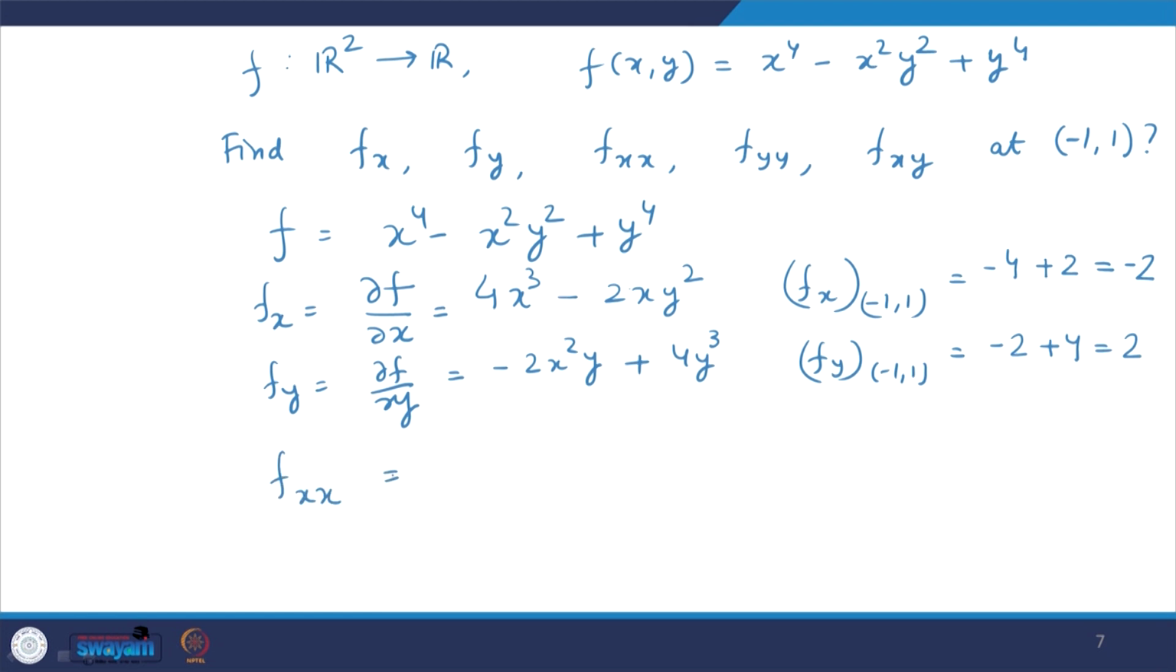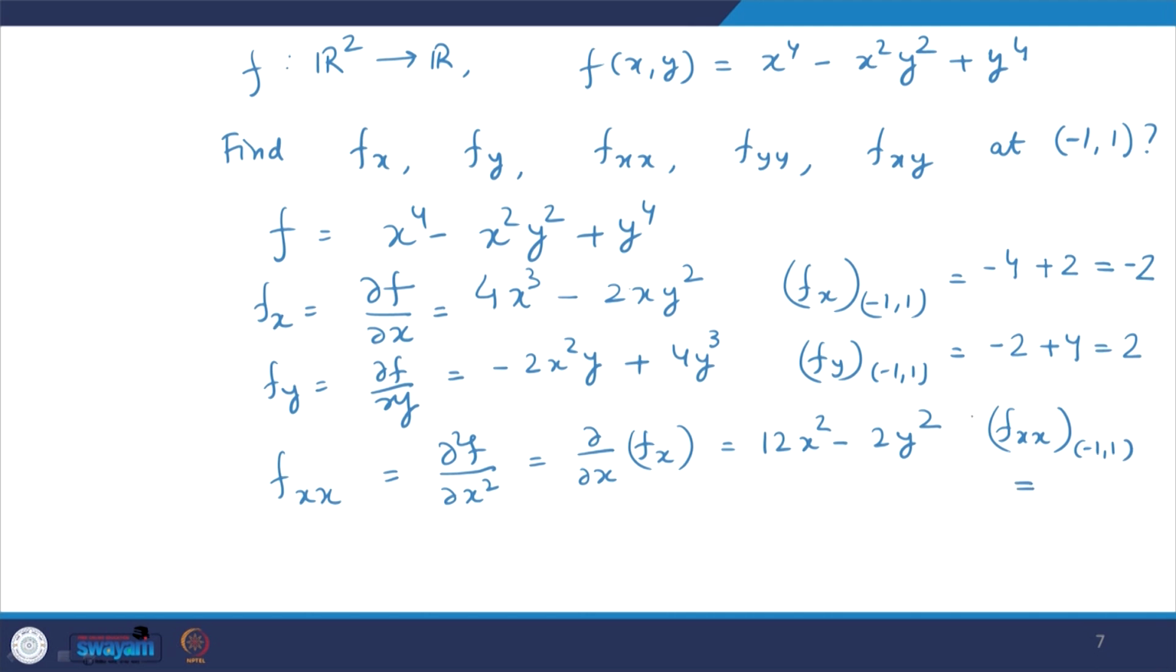Now, suppose you want to compute f_xx. So, what will be f_xx? It will be the second derivative of f with respect to x. So it is nothing but del by del x of f_x. f_x we have already computed. So again differentiate partially with respect to x. That means 12x square minus 2y square. Now put x equal to minus 1, y equal to 1. So the value of f_xx at (minus 1, 1) will be equal to 10.